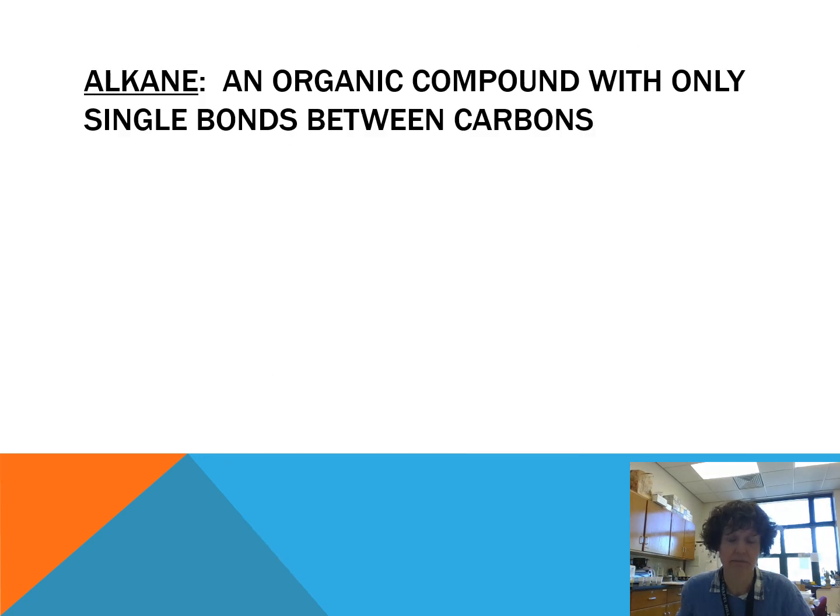So the first type of organic compound we're going to learn how to name is an alkane. Alkanes are organic compounds that only have single bonds between the carbons. Now you may be asking, well, what if there's more than single bonds? What if there's double or triple bonds? There are definitely ways to name those molecules, but we're going to stick with the very simplest for right now. And if you want to talk about it, I would be happy to chat with you about double and triple bond compounds.